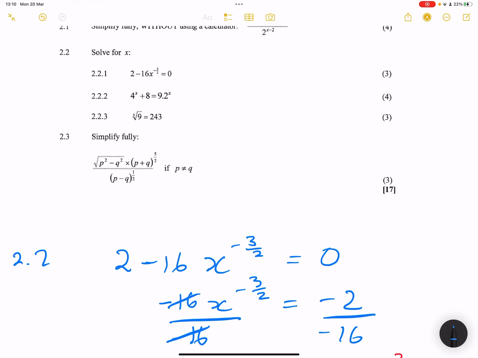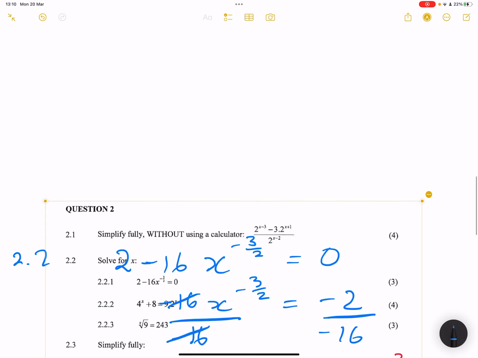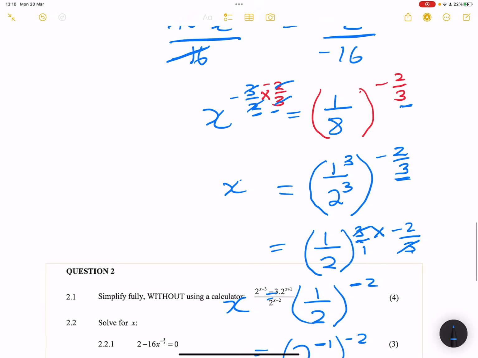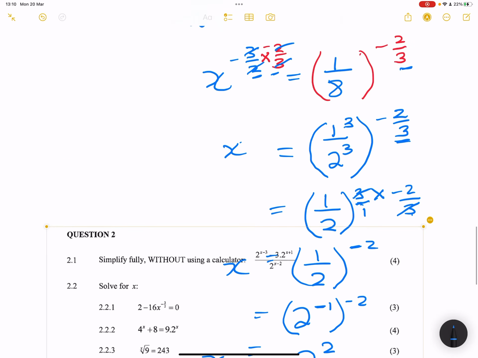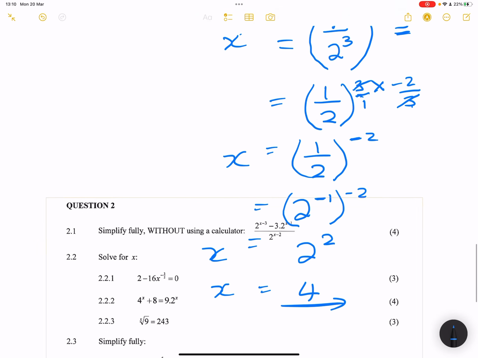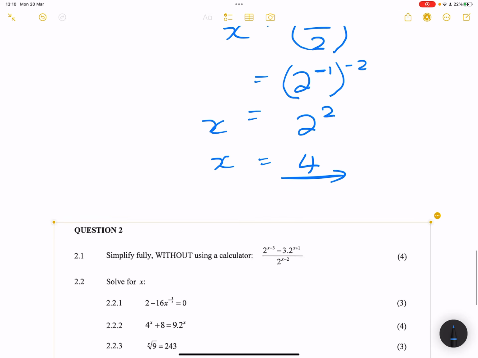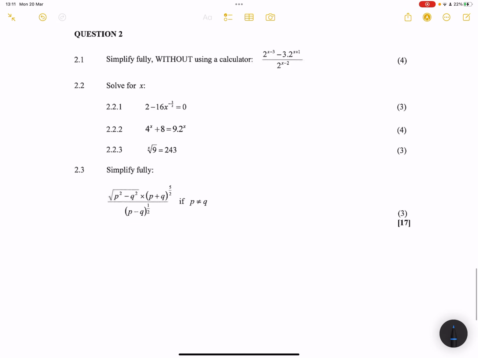Right, let's move on to the very next one. As I said, we'll just keep moving this down so that it's easier for us to refer to. Okay, so let's go to the next question. We're given there in 2.2.2, we've got 4 exponent x plus 8, which is equal to 9 times 2 exponent x.